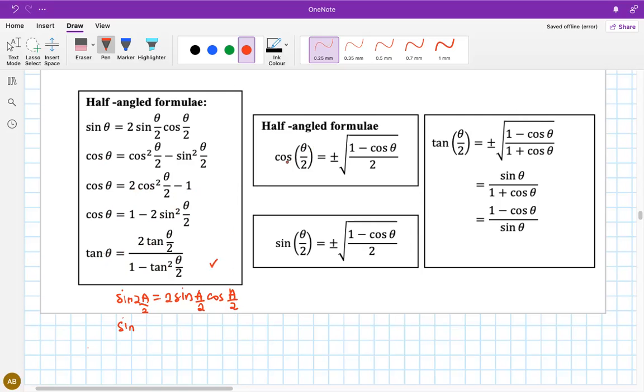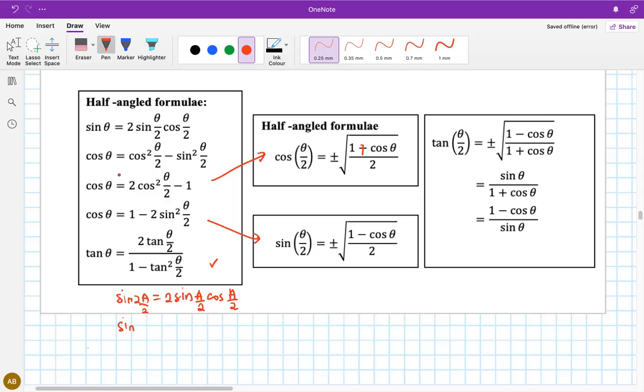So if I want to find cos theta over 2 or sine theta over 2, it is the square root of 1 plus cos theta over 2 for cosine, and the square root of 1 minus cos theta over 2 for sine. So how do we get this? This 2 is actually from here.